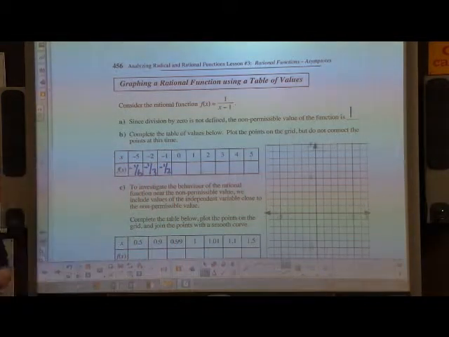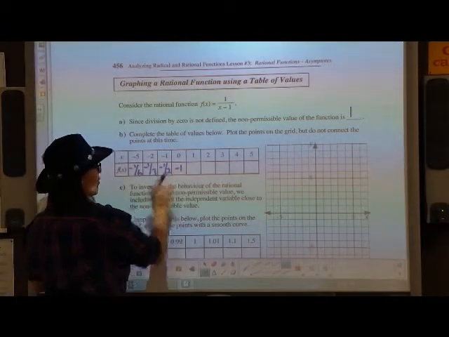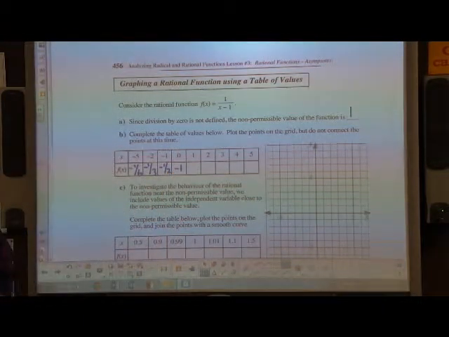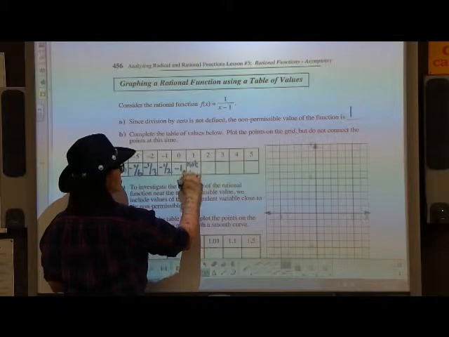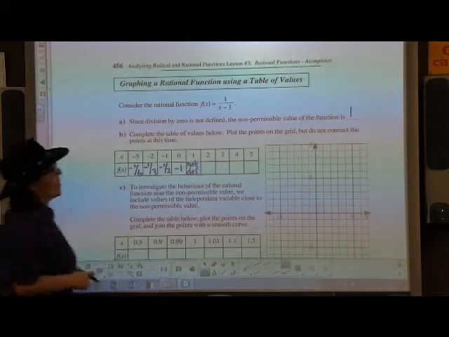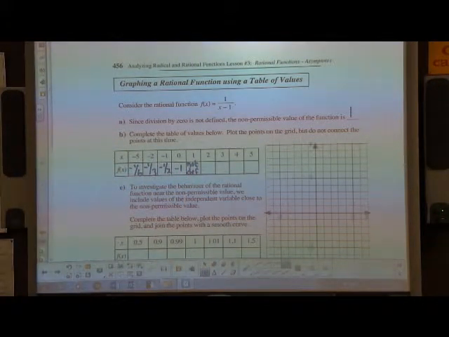When x equals 0, I will get -1. When x equals 1, undefined. So I'll get this not defined value. And then when x equals 2, what will the function equal?